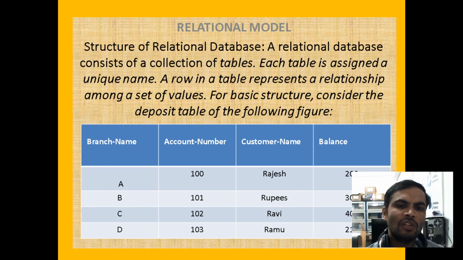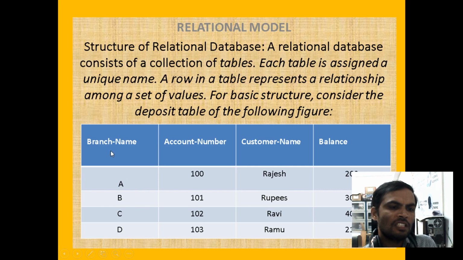For example, if you create a table in the database, the table name should be unique. The rows of the table represent relationships among a set of values. For example, in this table, branch name, account number, customer name, and balance are the columns, which we can also call attributes.